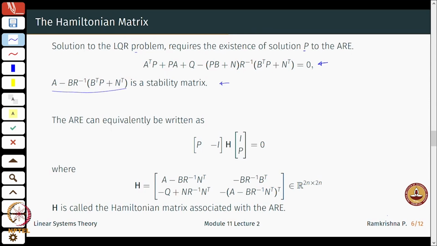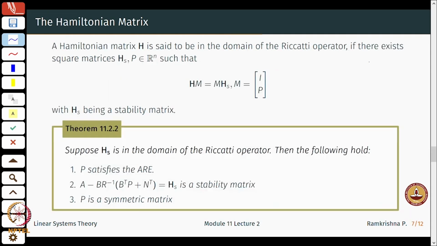Okay. So, I just rearrange terms a little bit and say that this ARE, the algebraic Riccati equation, can equivalently be written in this form. So, P identity with a negative H and IP, and this H takes this form. I will skip the details, but you can just derive this for yourself. Okay. So, first definition here is that this matrix H is called the Hamiltonian matrix associated with this algebraic Riccati equation. Okay. Now, what is the good thing about this?